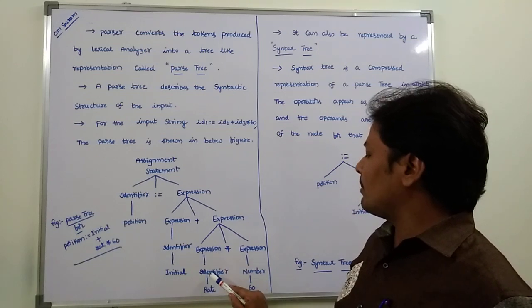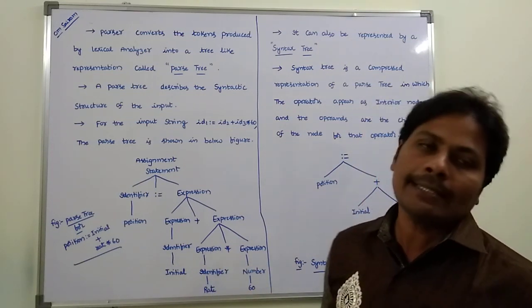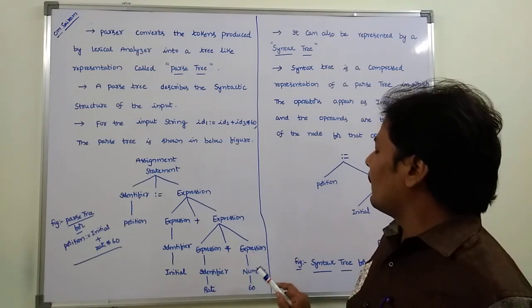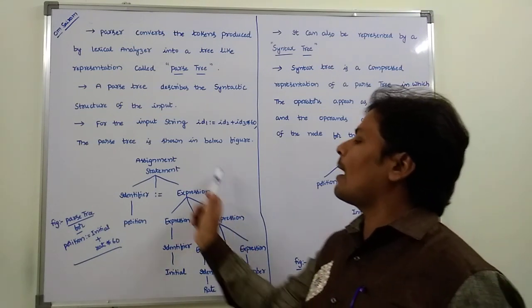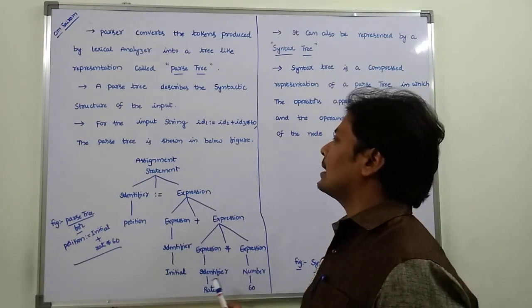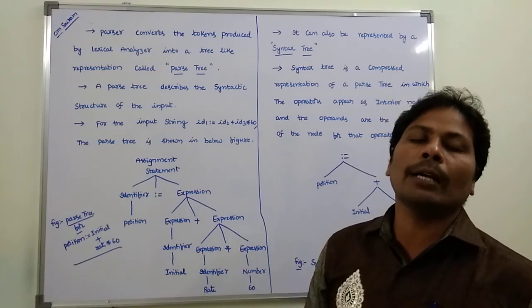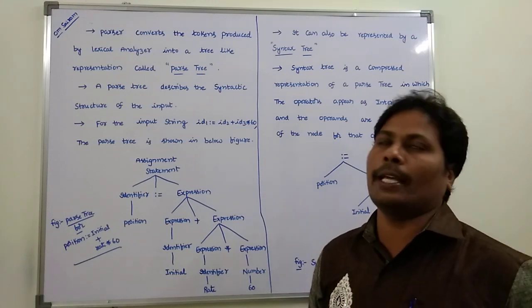This expression can be taken as identifier; here the identifier is rate. Here this expression is a number, that number is 60. This is the parse tree representation for the input string position is equal to initial plus rate into 60.